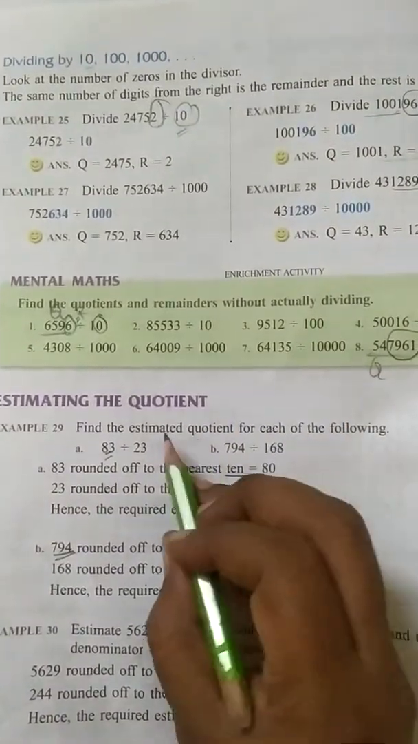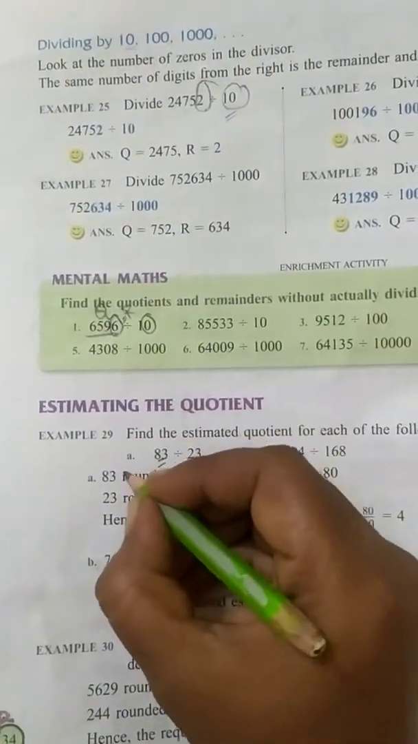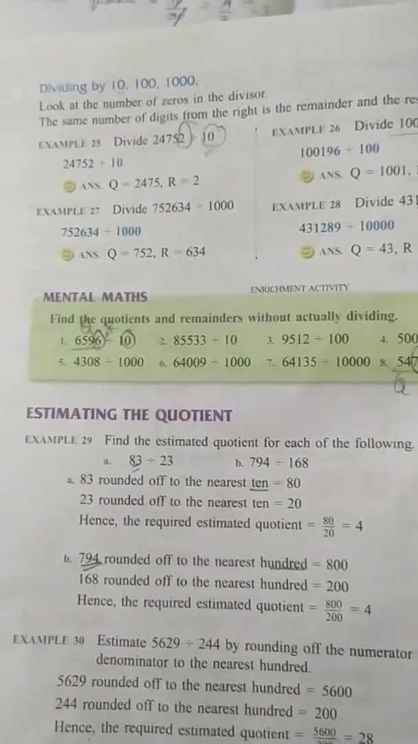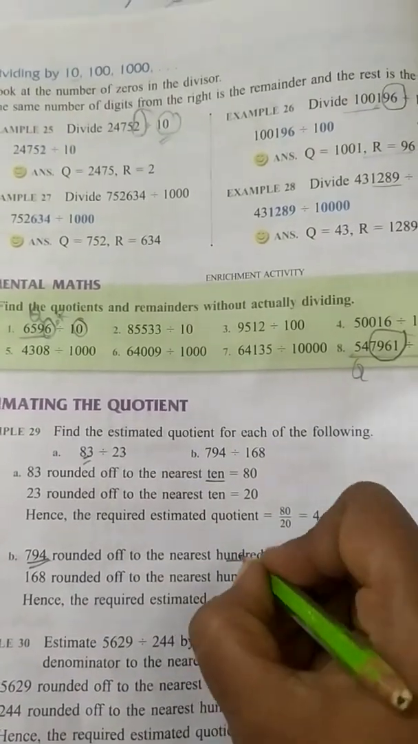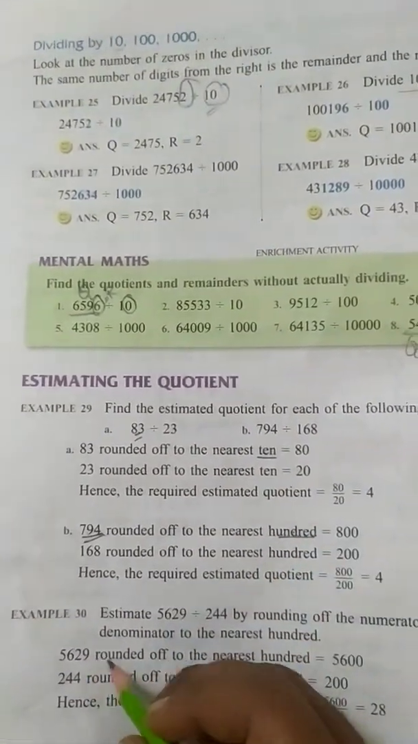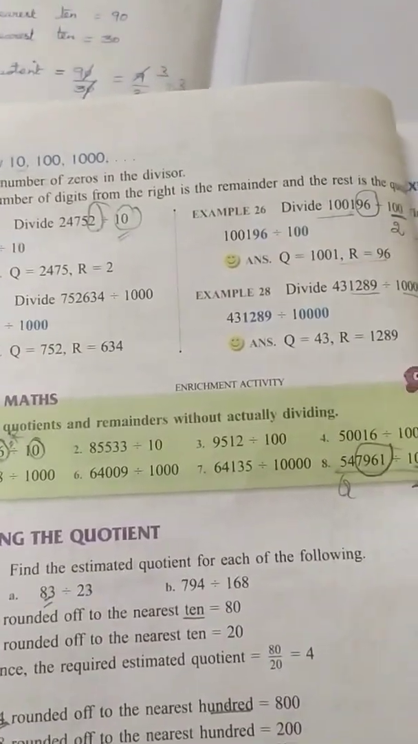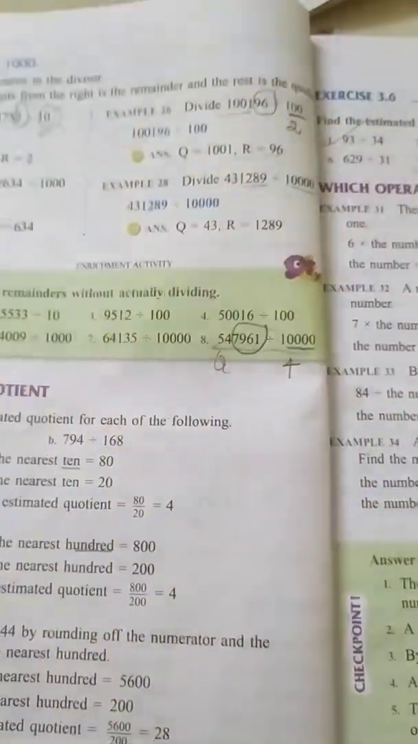And now an example of estimating the quotient. Suppose your question says estimate the quotient. If your question is like that and you have a 2-digit number, then you will be rounding off to the nearest 10. If you have a 3-digit number, you will be rounding off to the nearest 100. A 4-digit number means rounding off to the nearest 1000. 2-digit number means rounding off to the nearest 10. 3-digit number means rounding off to the nearest 100.